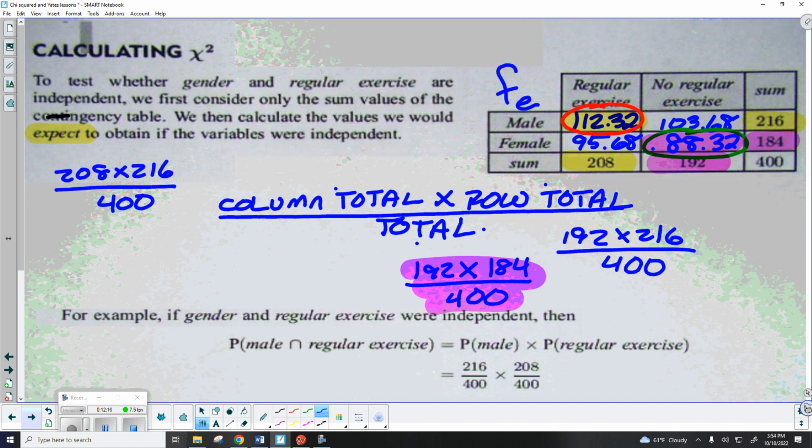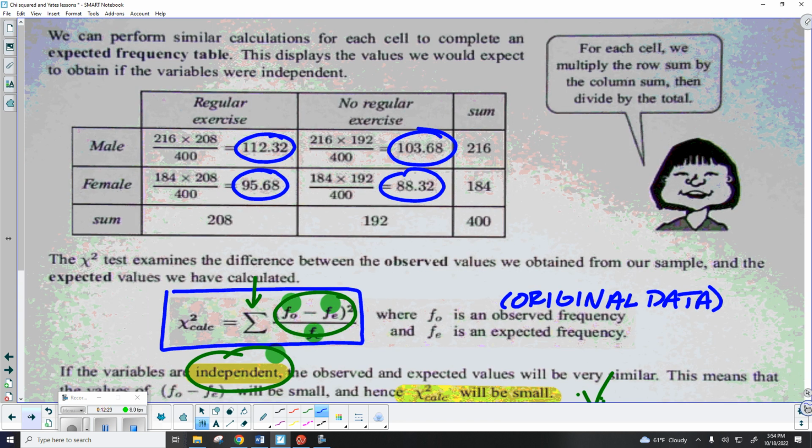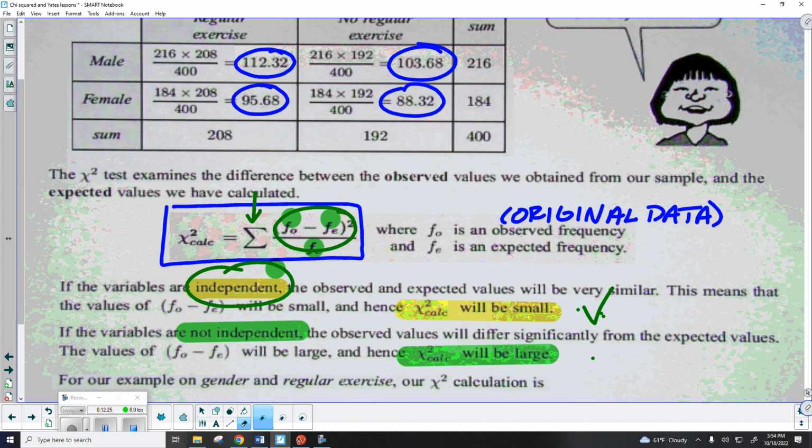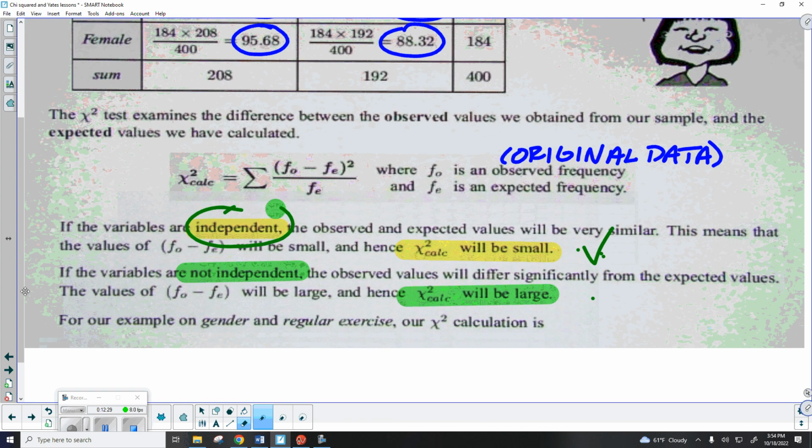Okay, so the formula that we're about to look at is going to make a lot more sense to you. So using these values, here's your formula. Okay, so what we want to do is come up with what we call the chi-squared calculated value. So this notation looks like the fancy x squared. That's our notation for chi-squared. And we have the subscript calculated.